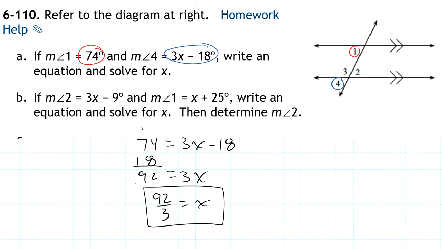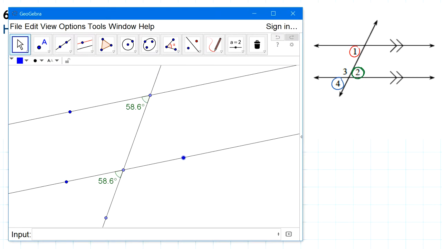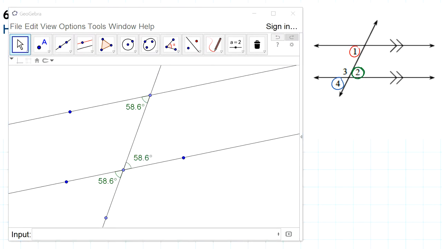Now it says measure angle 1 and measure angle 2. You can see those are in slightly different locations. But it turns out those have a name also. Those are called alternate interior angles. And if I look at GeoGebra, let me add that angle. I do get the same, right?